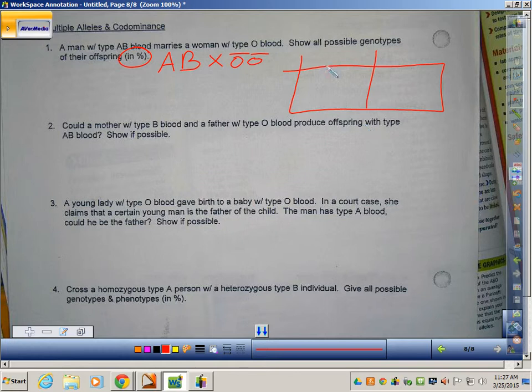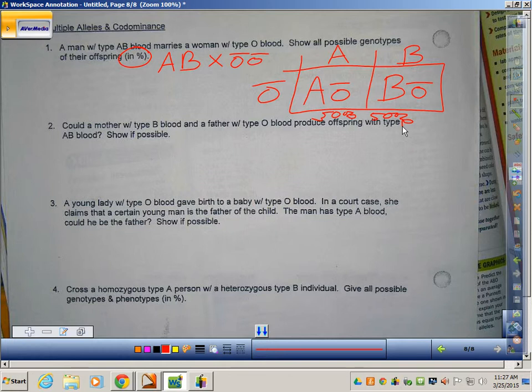This parent will give what? An A or a? This parent will only give a? So the zygotes are either going to have AO or BO. BO. Bad kid, you don't want the BO genotype. You could be positive about it, though. So is this 50-50? Yeah. Okay. 50% will be A, 50% will be B, both heterozygous, carrying the recessive O trait.